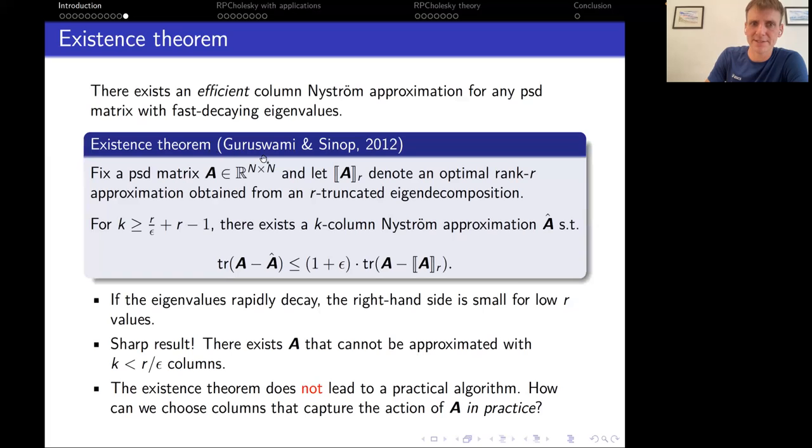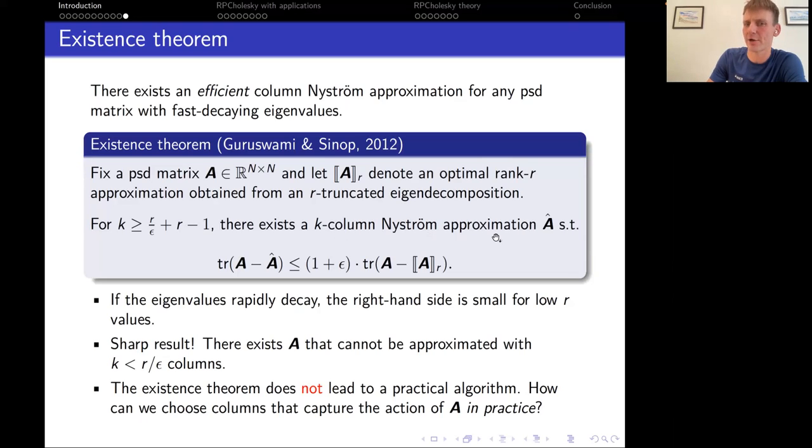I'm attributing the existence theorem to Guruswami and Sinop in 2012. For the experts in the audience, the proof is constructive using determinantal point process sampling. It says: fix a PSD matrix A and let A sub R be an optimal rank R approximation, the best one you could possibly get, which comes from an R-truncated eigendecomposition. Keep the top R eigenvalues, set all the bottom ones equal to 0. You get out a rank R approximation that's as good as possible.